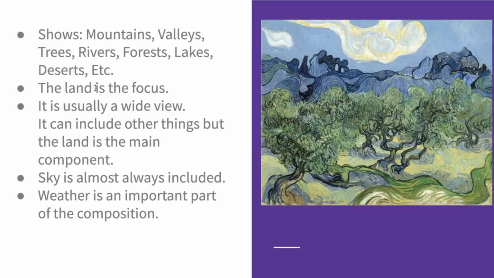It is usually a very wide view. This one is not a very wide view because we can really see a lot of things up close. But it is usually a wide view. It can include other things, like maybe some people or some houses or buildings, and we'll see some examples like that. However, the land is the main component. Sky is almost always included in a landscape, and weather is an important part of the composition.